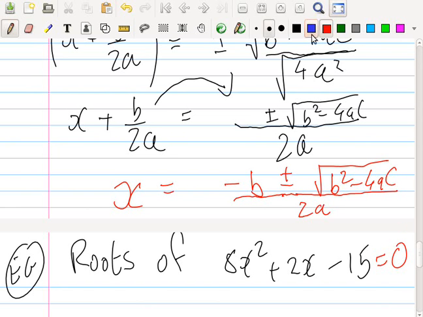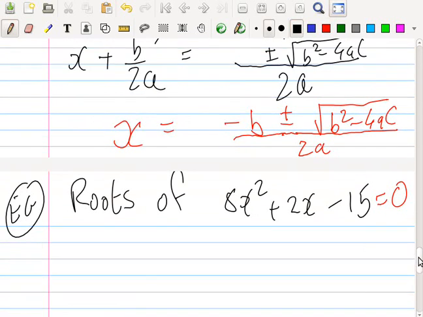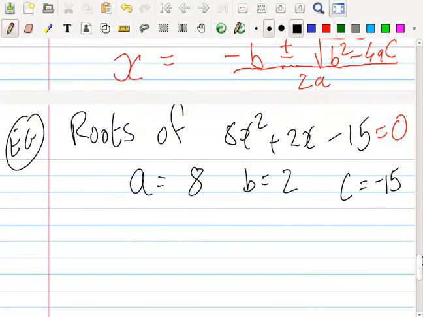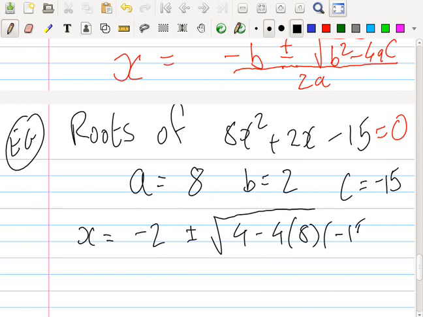Okay? So we'll use the formula we've just found. What's a here? 8, b is 2, and c is minus 15. So, using our formula, x equals minus b plus or minus the square root of b squared minus 4 times a times c, all over 2a, which will be 16.